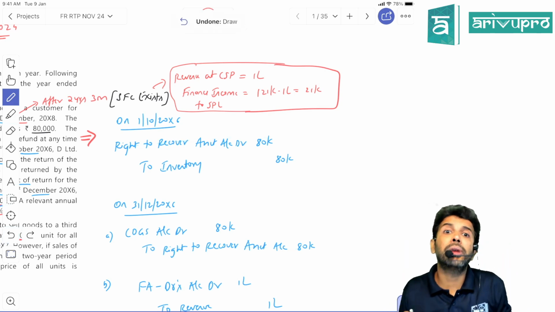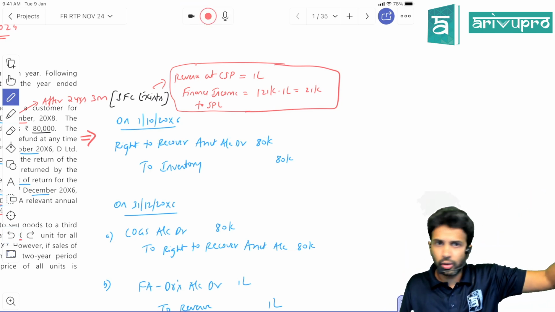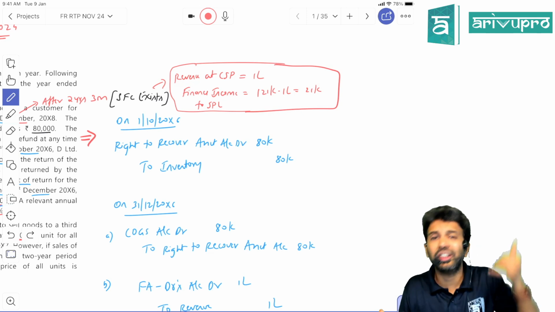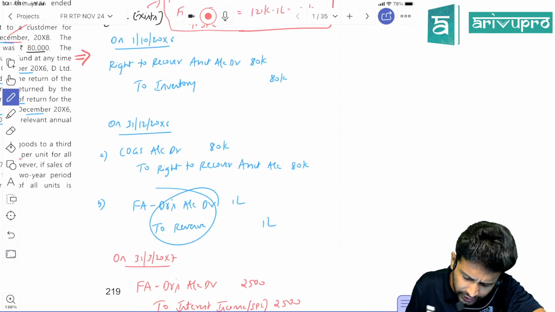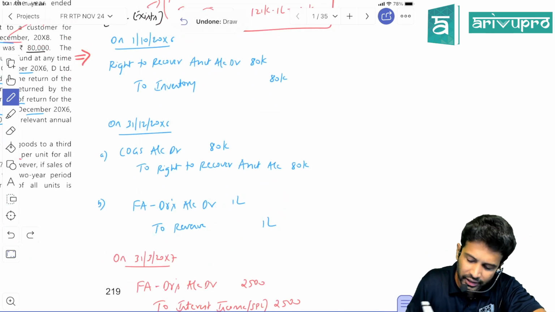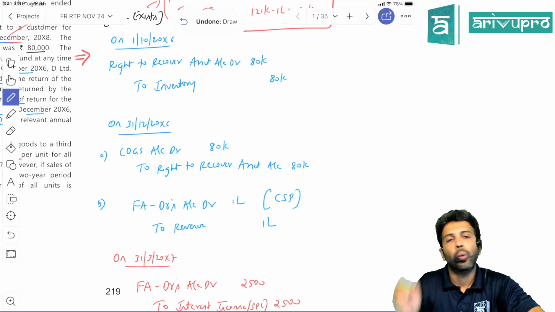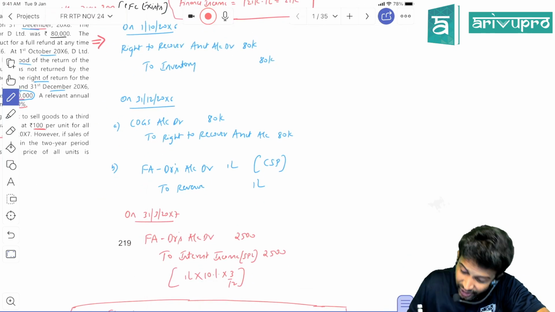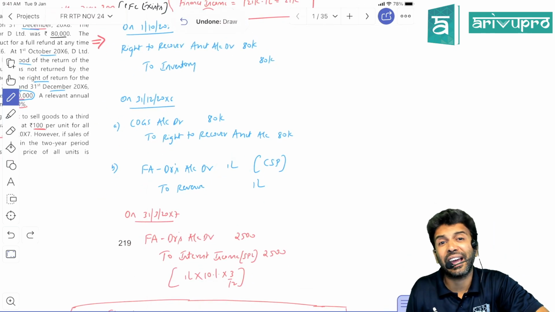Now on 31st December, what again? That sale with a right to return option has expired. So can we recognize the revenue? Yes. So the entry will be financial asset, that is debtors account, debit to revenue. Revenue will be recognized to the extent of cash selling price of 1 lakh rupees. Done, sir? Yes, sir. Now the problem here is you have recognized debtor at 1 lakh, but will you receive 1 lakh?